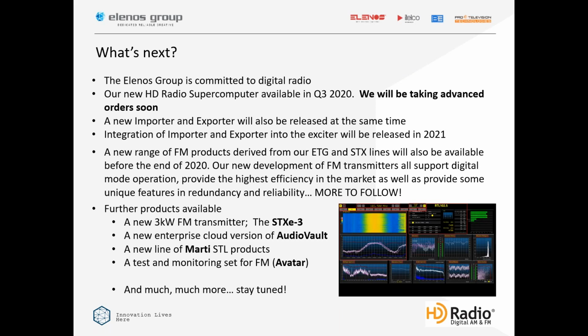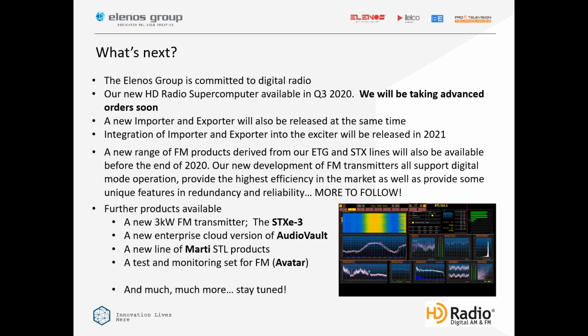We're committed to digital radio. We believe that digital radio is the future for radio. And the new RF supercomputer will be available in Q3 of 2020. We will be taking advanced orders soon. A new importer and exporter are also going to be released at the same time. And the integration of the importer and the exporter into the exciter will be released in 2021.